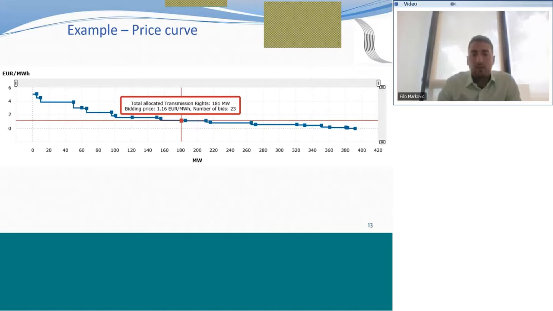On the horizontal axis, you can see the volume, and on the vertical axis is the price. Every dot on the screen presents a single bid, and the red dot presents the marginal bid, the last accepted bid. All the dots, meaning bids, on the left side of the red dot are accepted, and those on the right side have a lower bid price and are rejected.